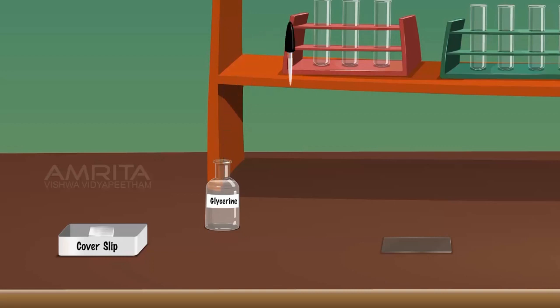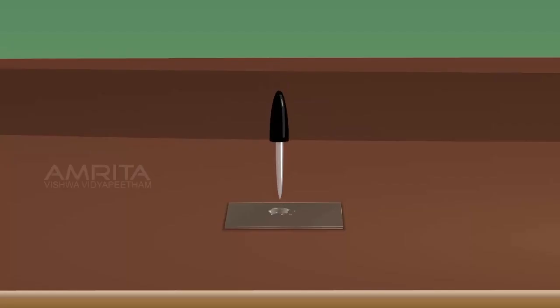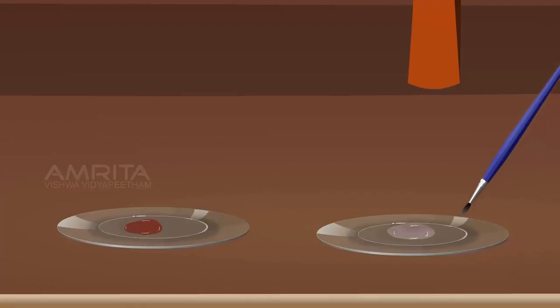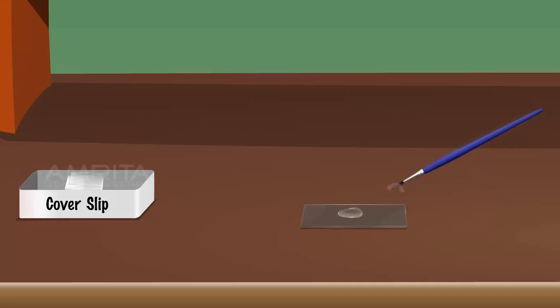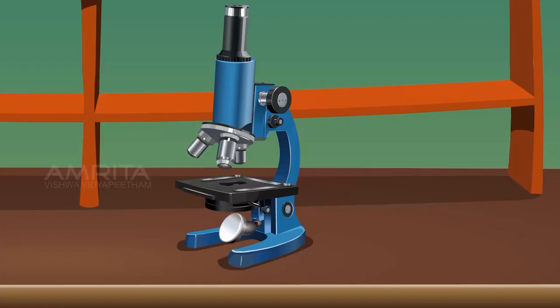Using a dropper, take some glycerine and put 2 to 3 drops of glycerine in the middle of a dry glass slide. Using the brush, transfer the peel to the slide containing glycerine. Take a cover slip and place it gently on the peel with the help of a needle. Remove the extra glycerine using a blotting paper. View the slide under the compound microscope.